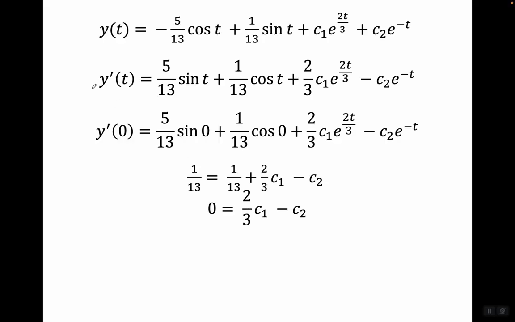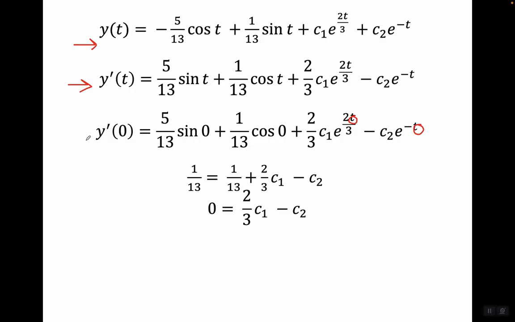Again, we have y of t equals this. So that means y prime equals this: 5/13 sine t plus 1/13 cosine t plus 2/3 c1 e to the 2t over 3 minus c2 e to the negative t. Why on earth am I doing this? Because we know what y prime of 0 is. So let's plug in 0. y prime of 0 is 5/13 times sine 0 plus 1/13 cosine 0 plus 2/3 times c1 e to the 0, sorry about that, folks, minus c2 e to the negative 0, that should also be a 0.